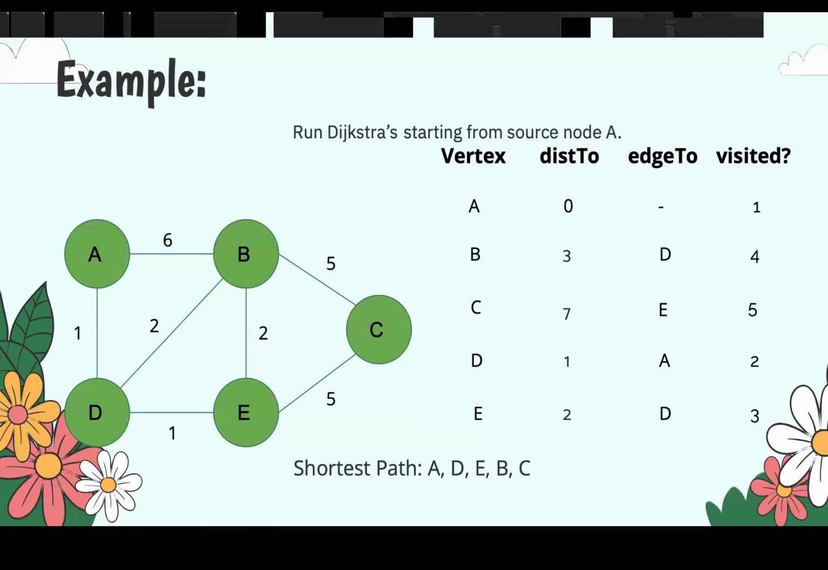Any other questions? Yes. Can you go over what the fringe is for this? Is that the priority queue? I think it's the same thing, right? Yes, the fringe is going to be the priority queue for the algorithm.